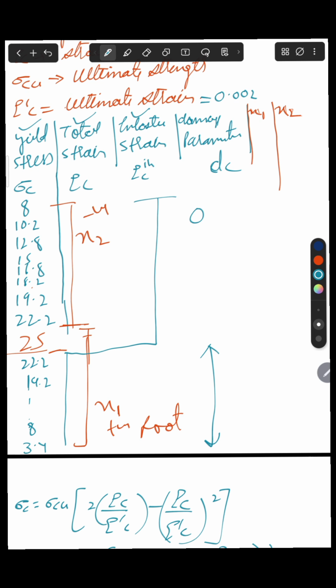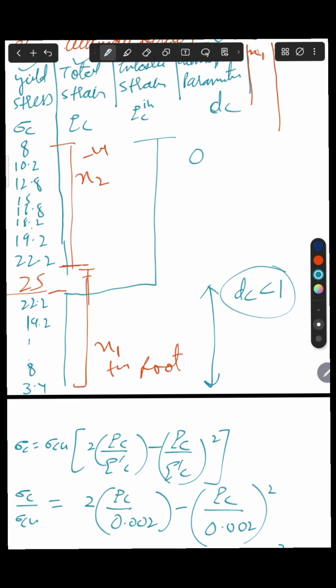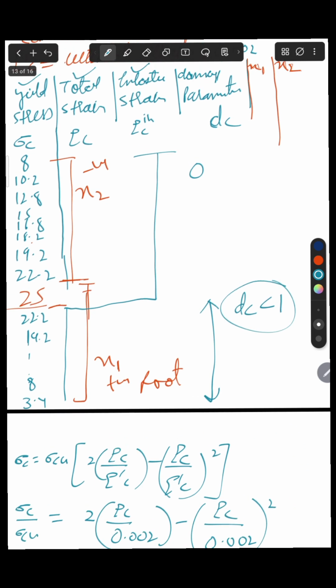Please note that the damage parameter will always be less than 1 or maybe equal to 1, but if you are getting a value greater than 1, then there is a mistake in the calculations. For every value of sigma c we can find epsilon c, and from both these values we will find the inelastic strain, and from sigma c and sigma cu we can find dc, that is damage in compression.